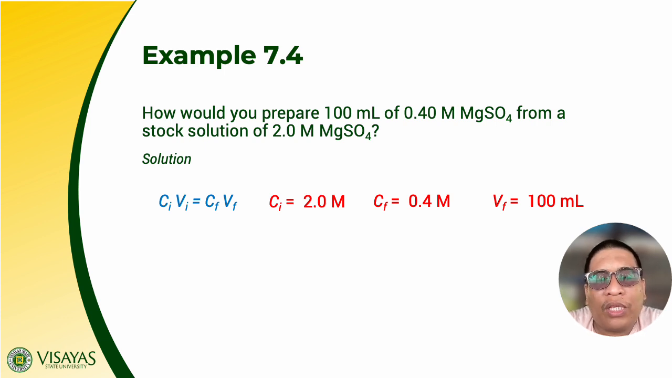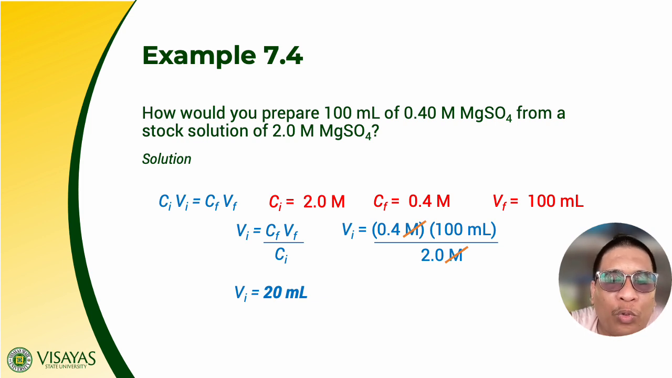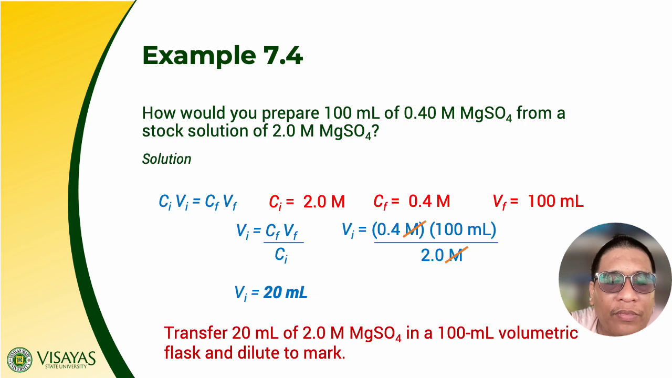So to solve this, we use the formula. In this case, we solve for the initial volume, which is CFVF over CI. So substituting the values and cancelling out the molarity units, we should get 20 ml. So that would be the initial volume of the stock solution of 2 molar magnesium sulfate. So to do the dilution, we just need to transfer 20 ml of 2 molar magnesium sulfate, typically using a volumetric pipette, or if not, then you can use also a graduated pipette, making sure to measure all in all 20 ml, and then transfer that in a 100 ml volumetric flask and dilute to mark.